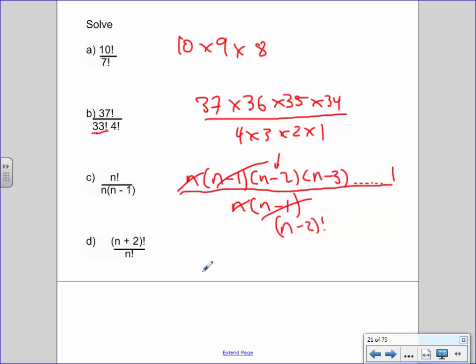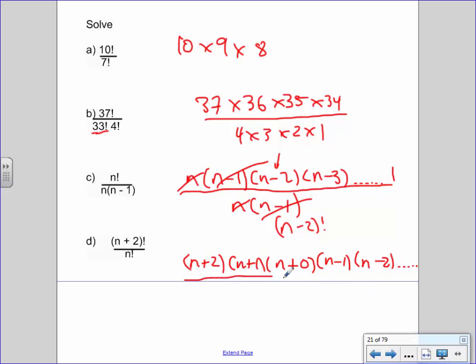Let's try this one here. What does n plus 2 factorial mean? Well, it means start with n plus 2, whatever the heck that number is. I don't even know what it is. Well, what's the next number after n plus 2 going down? N plus 1. Then n plus 0, I guess. Then n minus 1, then n minus 2. And you'd keep doing that forever.